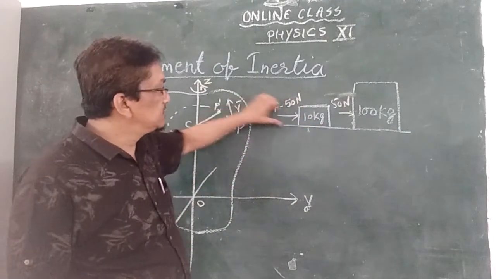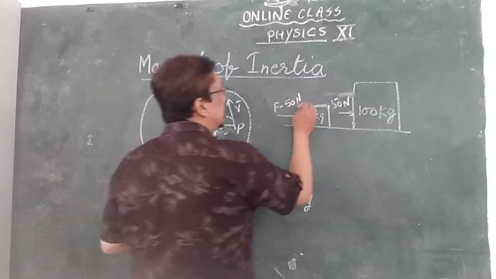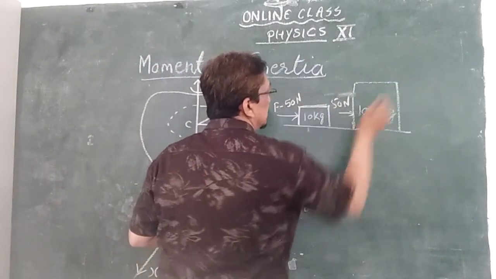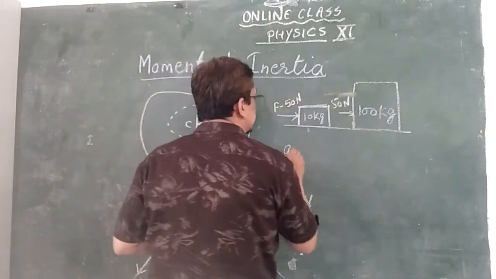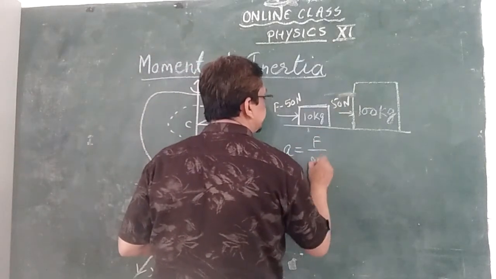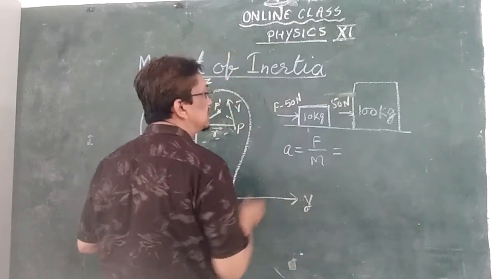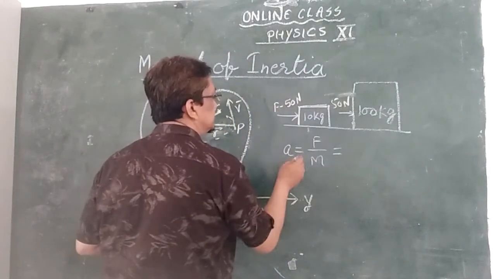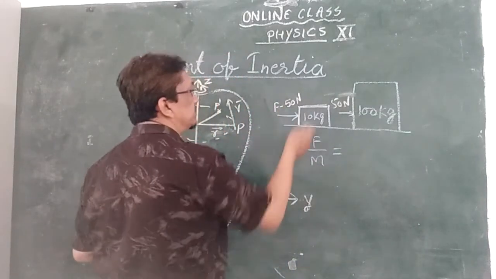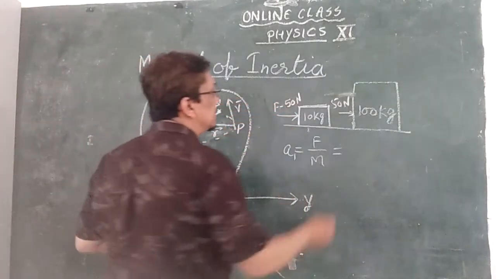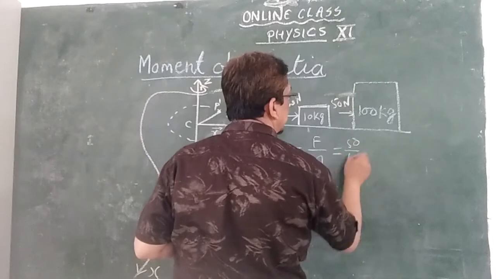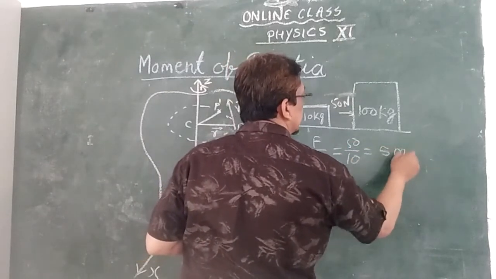If we push this block which is 10 kg, what will be the acceleration? We can find easily a is equal to force upon mass. Now we can put the values and find it for the first one. Suppose a1 is the acceleration for the first body, then you will get 50 upon 10, this will be 5 meter per second squared.